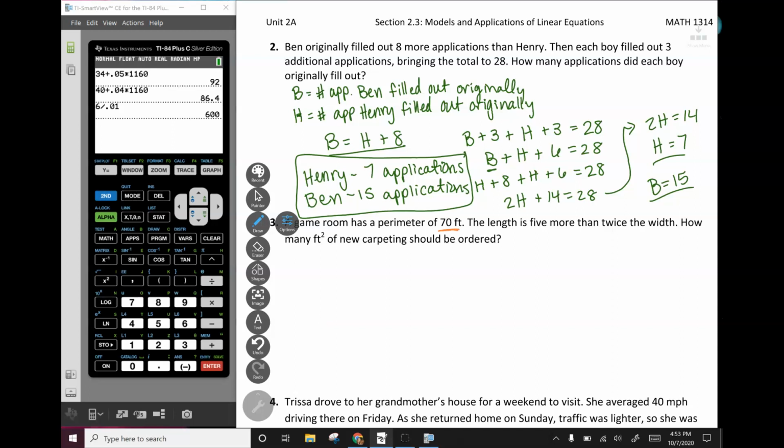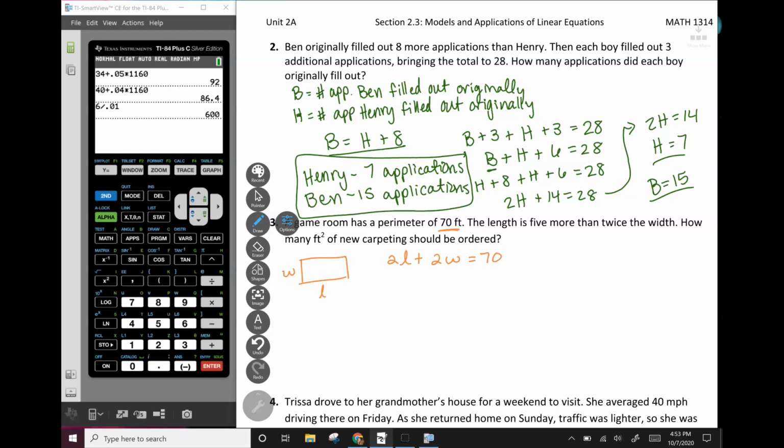Okay, so we've got a game room and the perimeter is 70 feet. So remember, to calculate perimeter, you're adding all 4 sides. I'm going to draw a picture. Game room. Here's our length and here's our width. And so the perimeter is going to be 2L plus 2W. So just adding all 4 sides. And it says that it's 70, so equals 70.